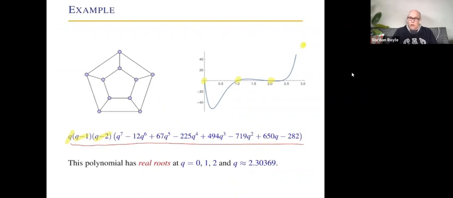In this case, the polynomial has real roots at 0, 1, and 2, and another one at 2.30369. We really can't say anything about the significance of that. We can't talk about 2.30369 colorings of a graph. So for the moment, it just has to be a curiosity as to what that might mean.